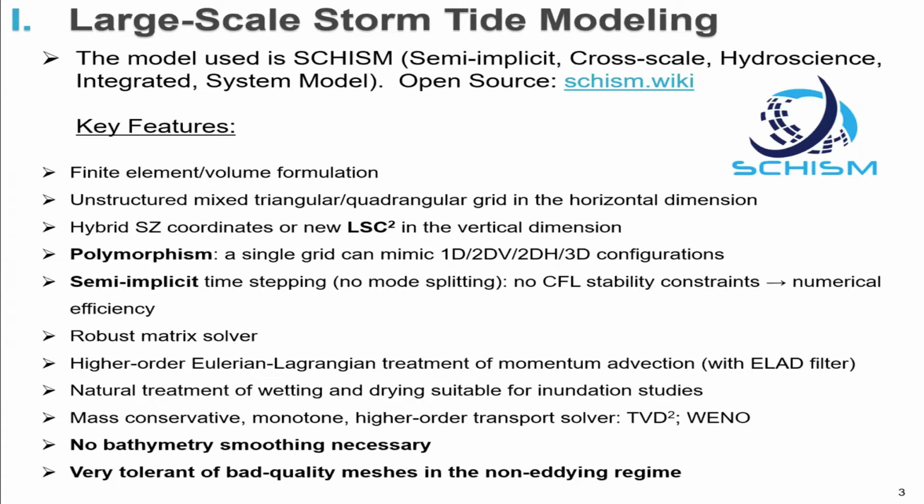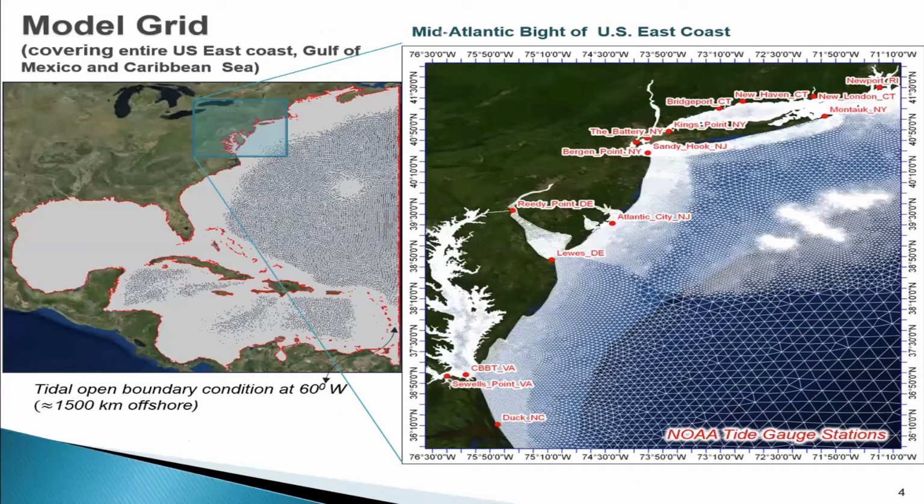Lastly, I also want to indicate that the bathymetry does not need to be smooth because of the use of spatial vertical axis coordinate. And this is a model grid. On the left-hand side, this is a model domain. It's covering the entire US East Coast, Gulf of Mexico, and Caribbean Sea. You can see the tidal open boundary is set at 60 West, which is from Nova Scotia to South America.